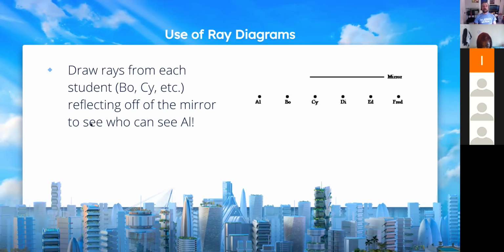Okay, so now we have the opportunity to practice here. So you can use the annotation tool that you will find on the menu. It should say View Options on the screen share. And if you click on View Options, you'll see Annotate, and you can draw some lines. My question is, who can see Al?